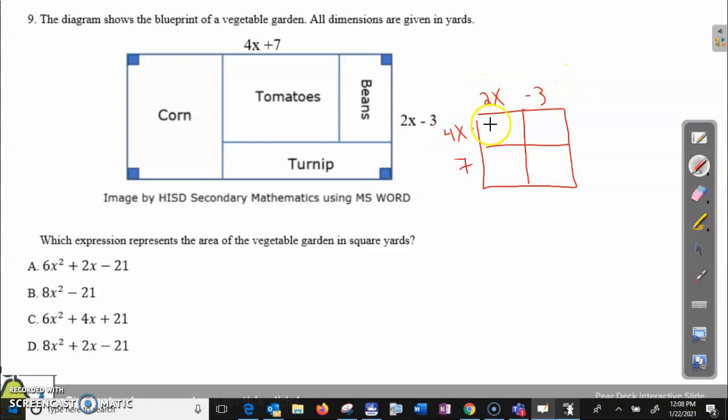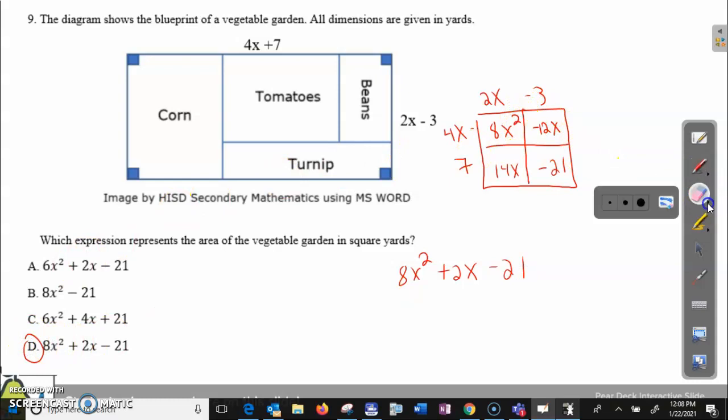Here is straight multiplication. 4 times 2, that's 8. If you notice, x times x, that's x squared. 4x times -3, that's -12x. 7 times 2x, that is 14x. 7 times -3, that is -21. So from here, combine like terms. First answer is 8x squared. Then you combine these. These you will always combine. 14 minus 12, that is positive 2x. And then minus 21, my answer is D. Go ahead and go to the next.